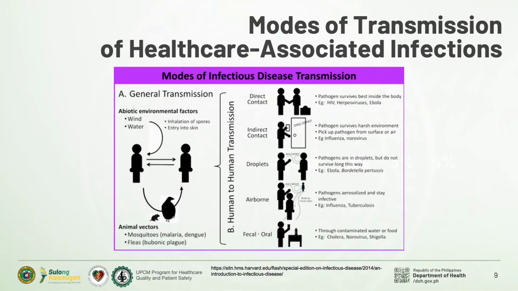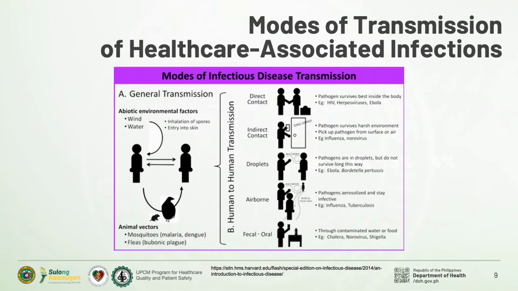On the other hand, human-to-human transmission can occur when the microbes present in the blood or other bodily fluids of a patient enter a healthcare worker or vice versa through contact with the mucous membrane or breaks in the skin. Direct contact also includes those like HIV, herpes viruses, and Ebola, where the pathogen survives best inside the body.